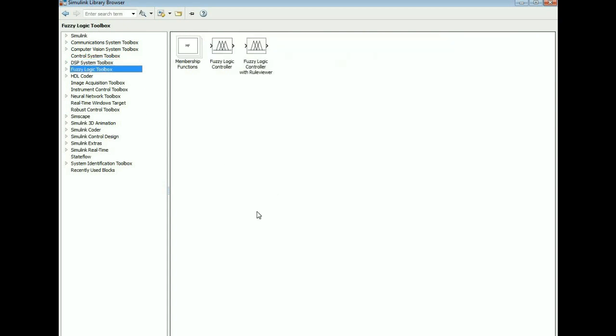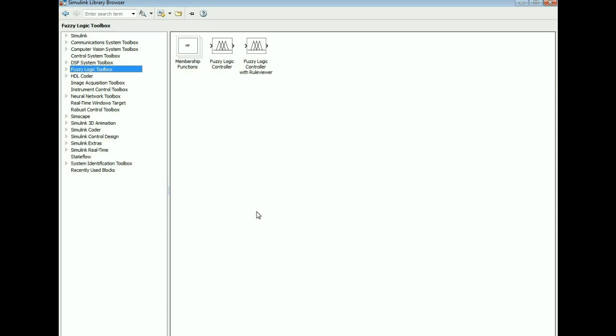Next, the Fuzzy Logic Toolbox. Fuzzy logic is closely related to artificial intelligence. In a digital system, we denote states as 0 or 1, that is, either true or false. But in fuzzy logic, the states may vary according to your implementation. It must lie from 0 to 1.